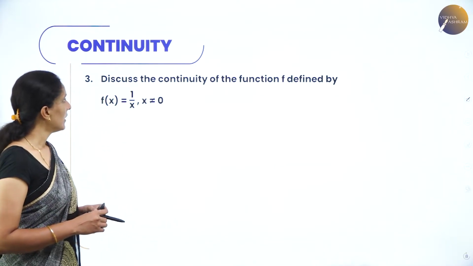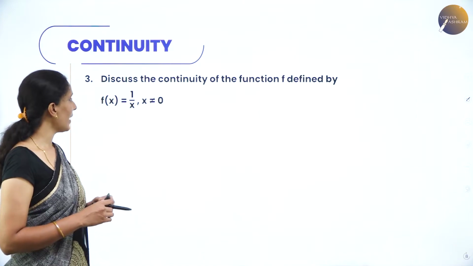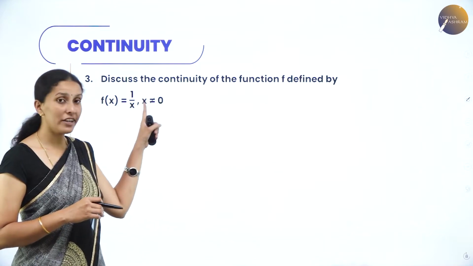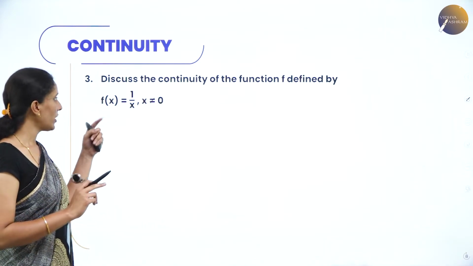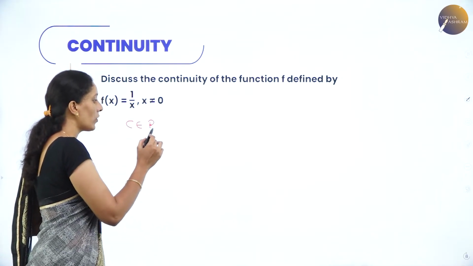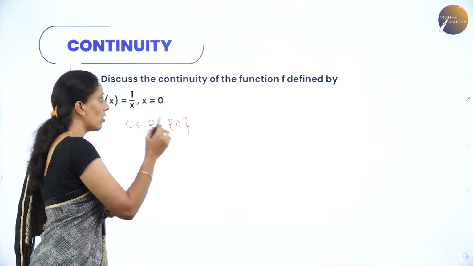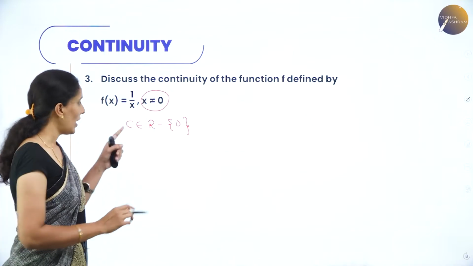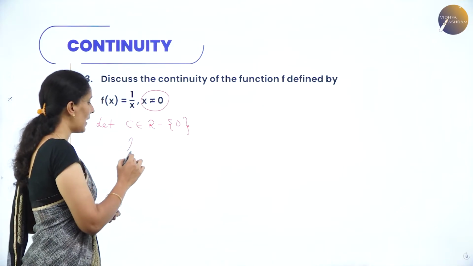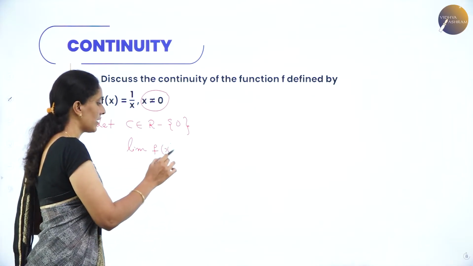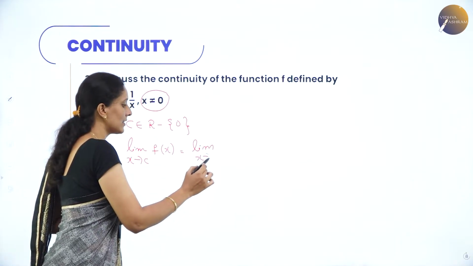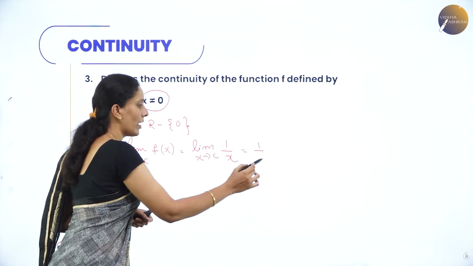Next question here. Discuss the continuity of the function f defined by f of x is equal to 1 by x where x is not equal to 0. Clearly they have given that the function is not defined at x equal to 0. So let us take any non-zero real number, so I'll take it as R minus 0 because we can't take x is equal to 0 here. So let c be any real number except 0. Then if you apply the limit of the function f of x as x tends to c, since this function is defined as 1 by x, the value will be equal to 1 by c.